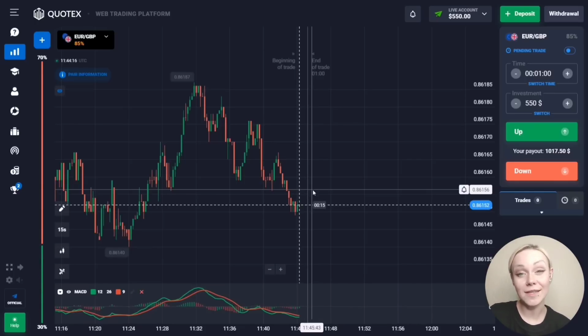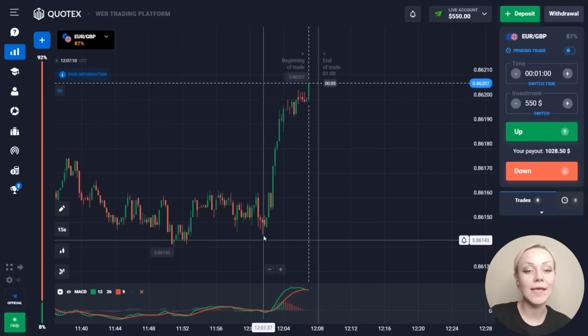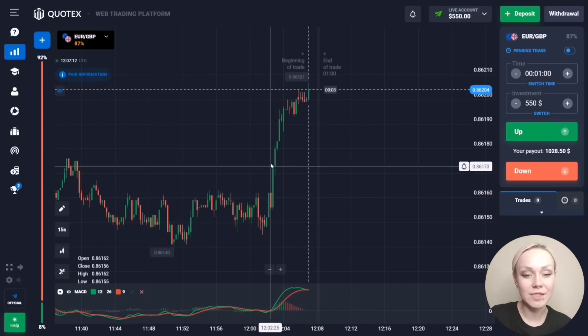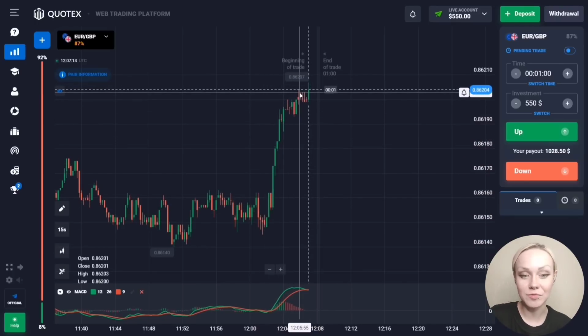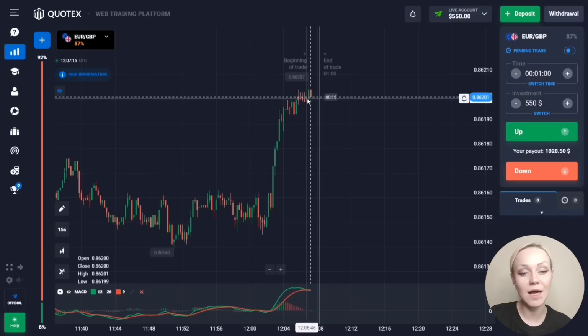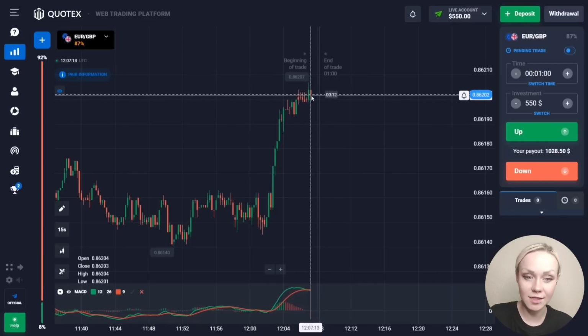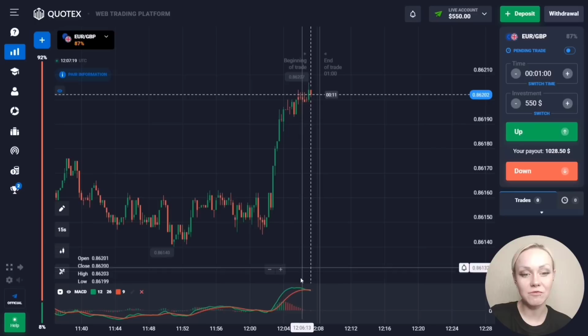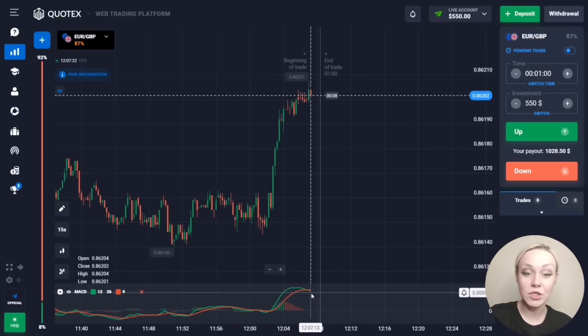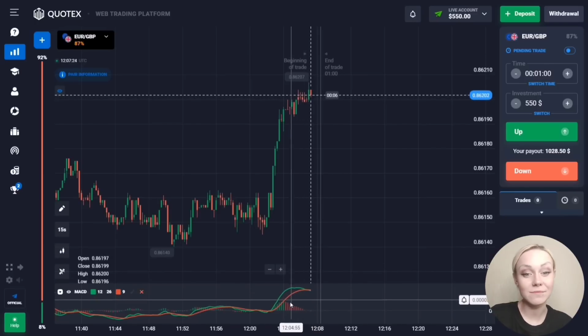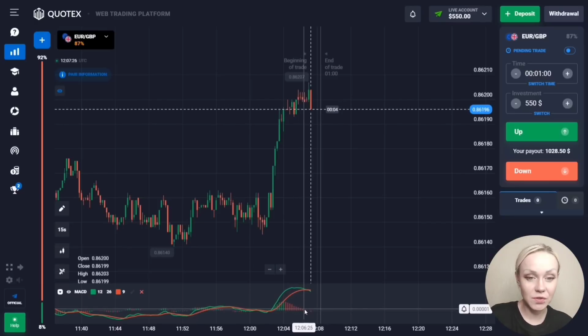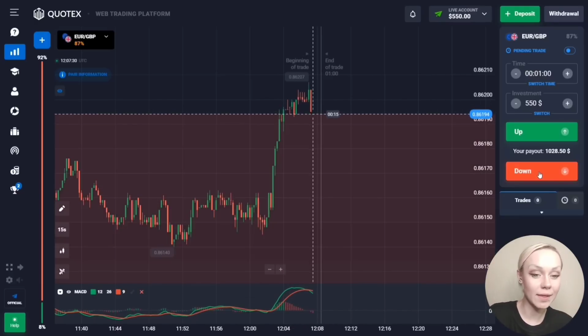So let's get started and find the first entry point. Here we see that there was an upward movement, and at the moment there's a fading. The price stops. Red candles begin to form. At the same time, we see that there's a crossing of the moving averages and a red histogram is formed, which means that volumes are growing for a fall. So soon the price will move down. So let's open a trade for a fall for 1 minute.